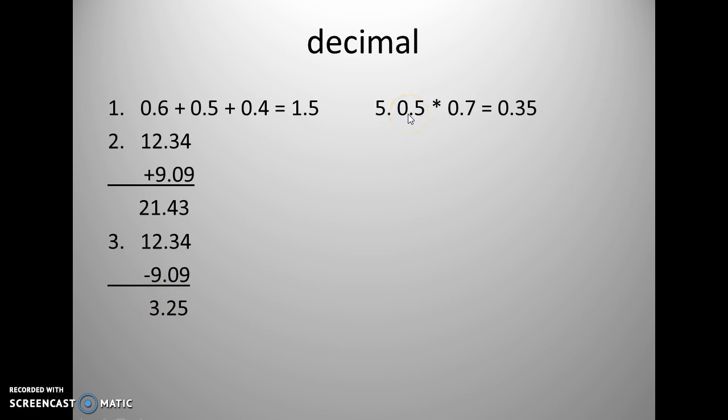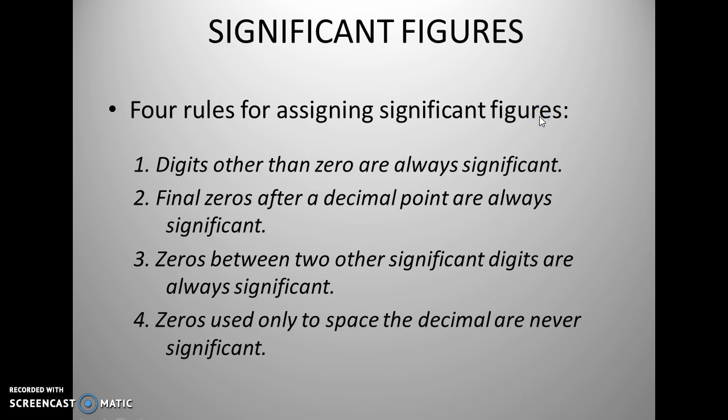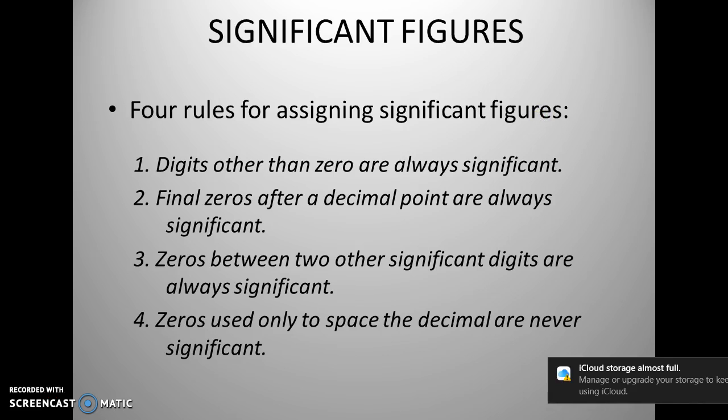Here, this is problem number 4: 0.5 times 0.7. When you're multiplying decimals, you take into consideration the number of places behind the decimal. And so this comes out to 0.35.